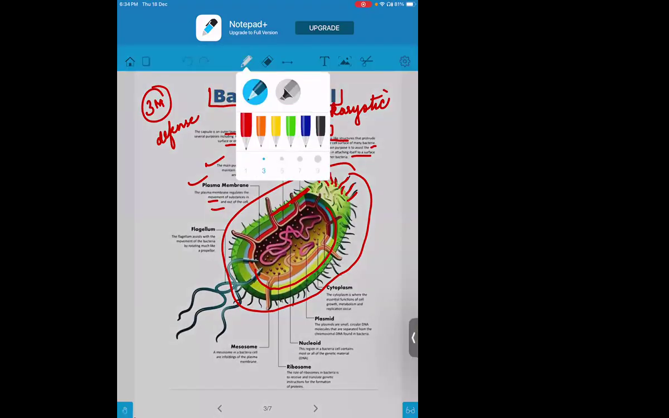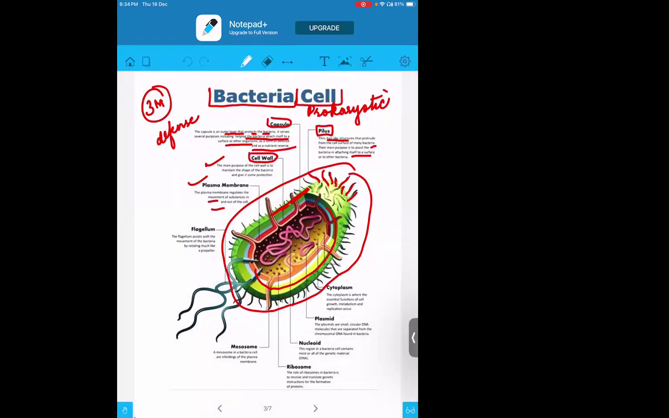Then the next structure we have is the flagellum. You can see the tail-like structure. These are called flagellum. Now, what does this flagellum do? They help in the movement.